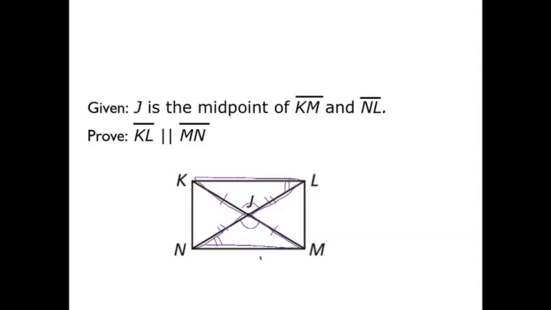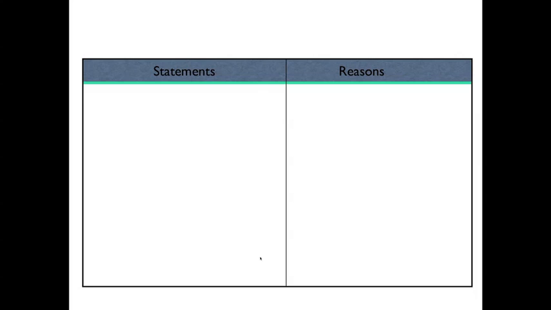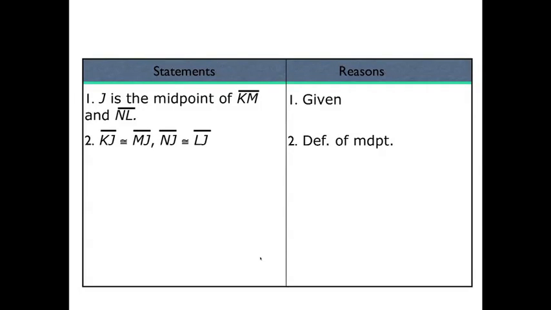Okay, so now that we understand where we're going with the proof, let's actually talk about the proof itself. So we begin with our given, that J is the midpoint of KM and NL, and then what that means for us: that KJ is congruent to MJ and NJ is congruent to LJ. And that was just the definition of a midpoint. So it split the two line segments into equal parts. Then we talk about vertical angles. Again, the ones going up and down in the picture, that angle KJL and angle MJN had to be vertical, and vertical angles are congruent.